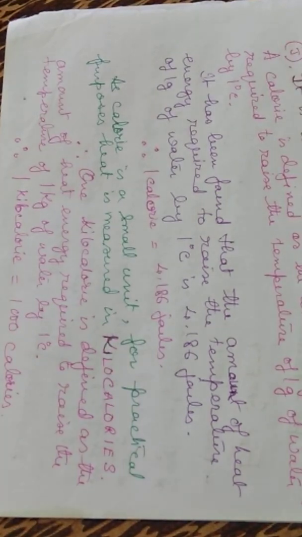As calorie is a small unit, for practical use heat is measured in kilocalories. 1 kilocalorie is defined as the amount of heat energy required to raise the temperature of 1 kilogram of water by 1 degree centigrade. So 1 kilocalorie is equal to 1000 calories.